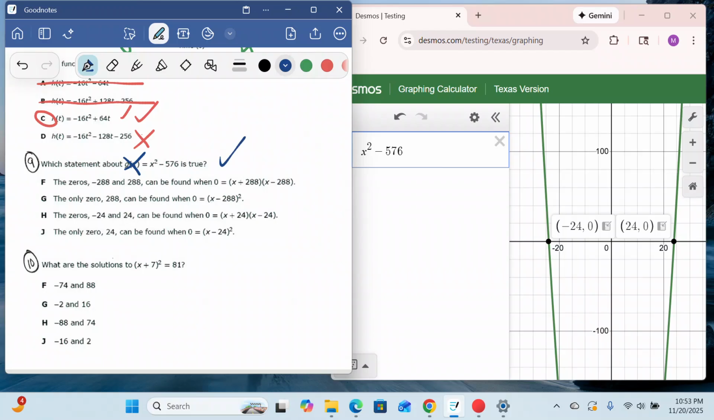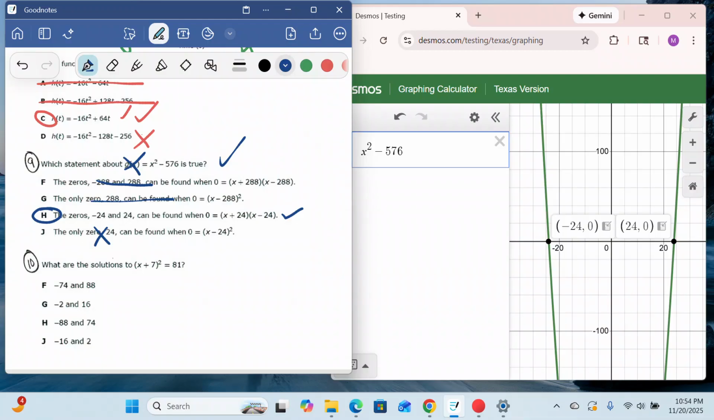So just by looking at the graph, I checked to see if I inputted it correctly, and I did. Now, the first one says the zeros are negative 288 and 2. That is false, because once again, my zeros are negative 24 and positive 24. G, the only zero is 288. That's also false. H, the zeros are negative 24 and 24. Well, that is correct. J, the only zero is 24. That is false because I have 2 zeros on this graph. So the correct answer is H.